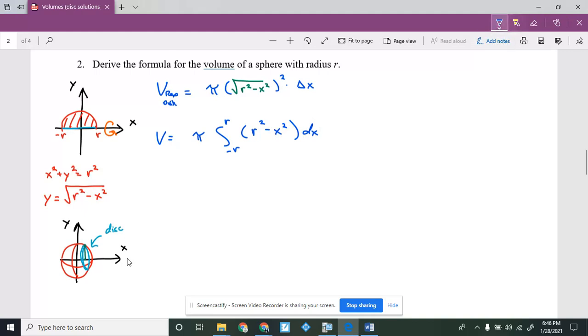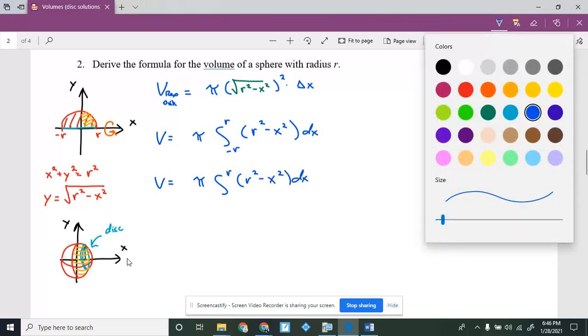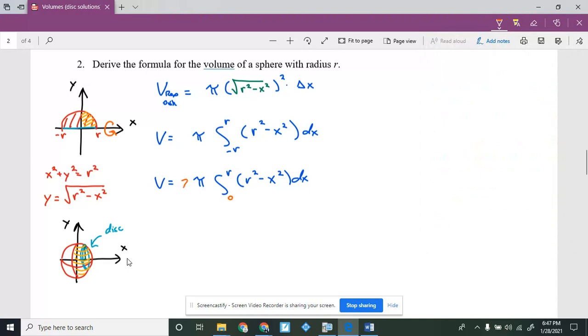Now, guess what? We can leverage some symmetry here, right? Because if this is truly the circle centered at the origin, then this part of the basketball is exactly the same as the part to the left, right? So what can I do? I can integrate from, and we've done this before, volume equals pi times r squared minus x squared. But now I'm going to go from 0 to r and just double it up. Since I'm doing this by hand, that's not a bad move.